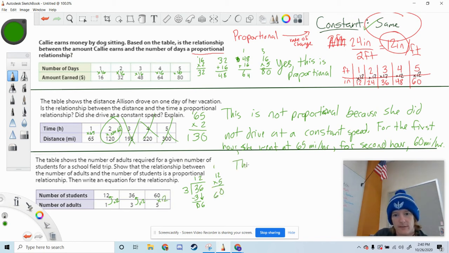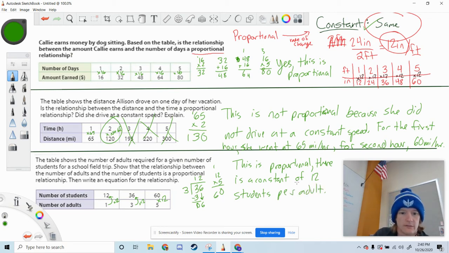So this is proportional. There is a constant of 12 students per adult. It's constant. It's the same in all of them, right? So we have 5 adults. We know we're going to have 60 students. So then we need to write an equation.